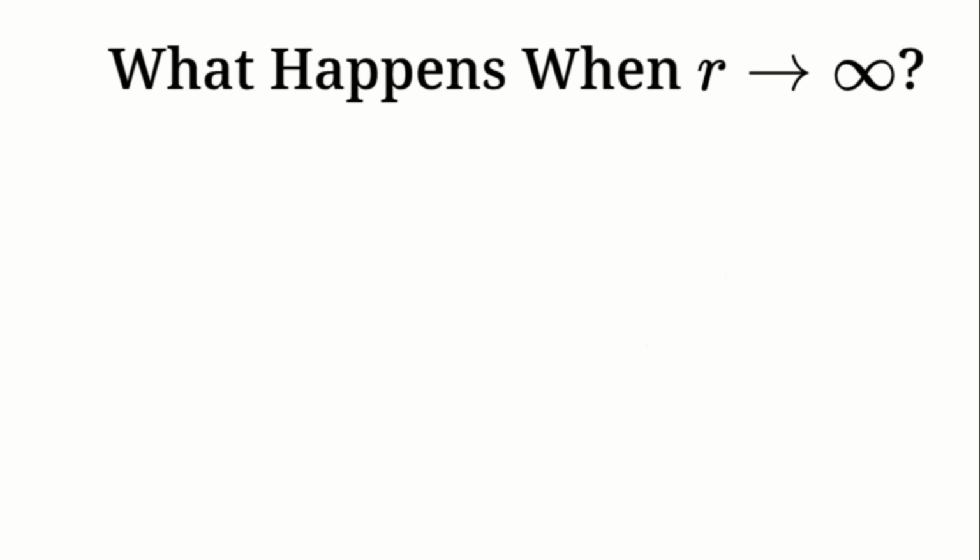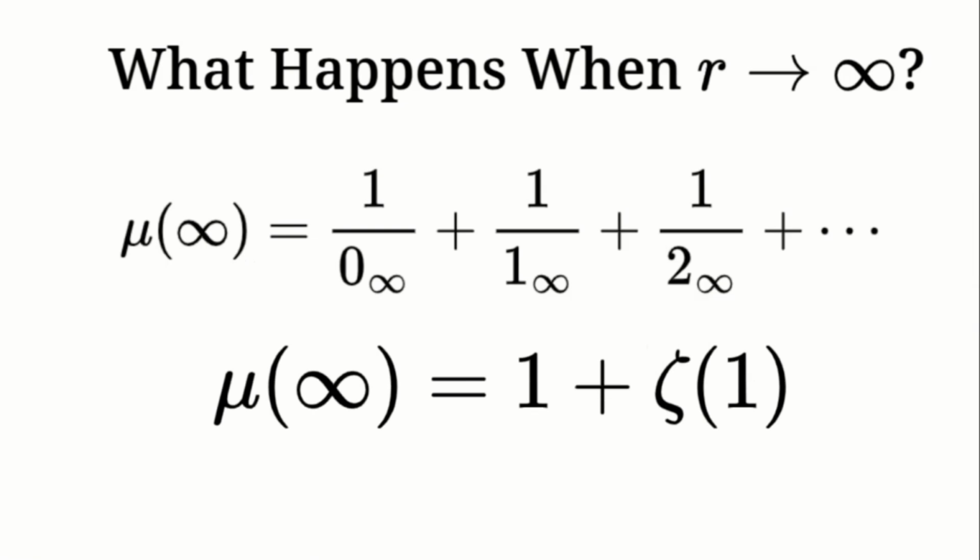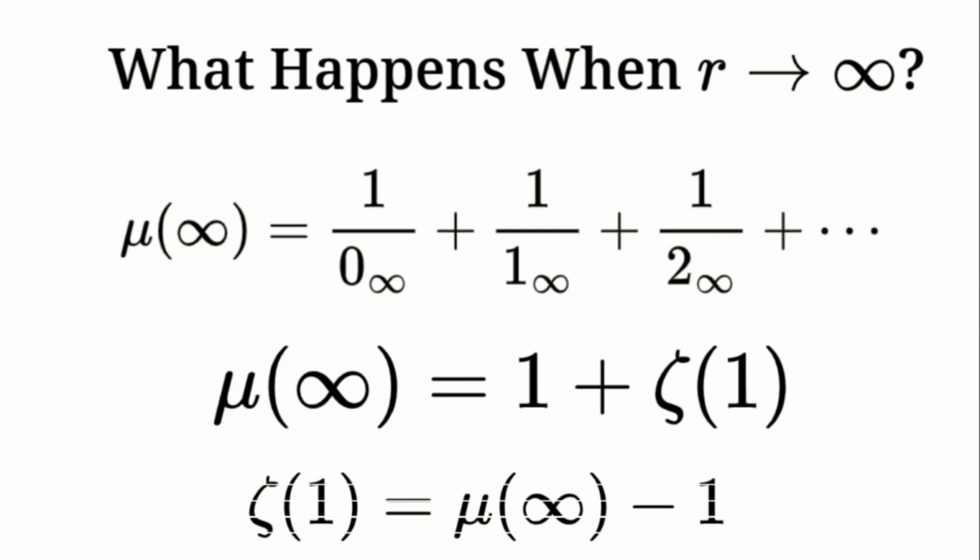But what happens if we push this to the extreme? If we let r grow indefinitely, meaning we use a factorial that skips more and more numbers, the mu function no longer settles on a finite value. Instead, it diverges, meaning it grows without bound. And here's something really interesting. When r is infinite, the mu function is directly connected to the Riemann Zeta function. Specifically, the mu function at infinity equals 1 plus the zeta function evaluated at 1. Since we know that the zeta function at 1 diverges, this tells us that the mu function also diverges in this case. This is an amazing connection between two mathematical ideas, the mu function and the zeta function.